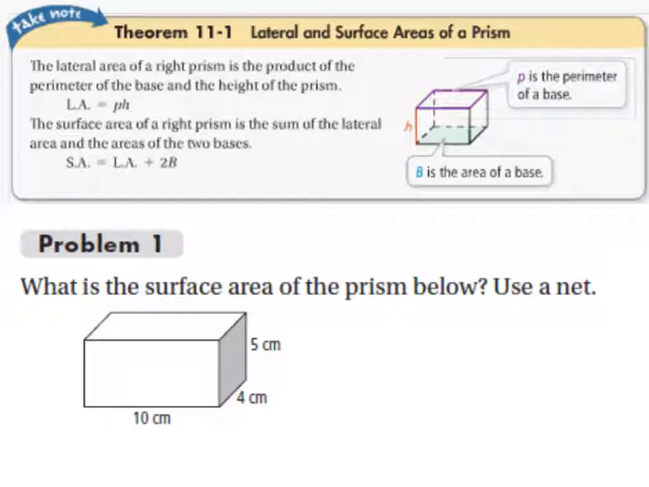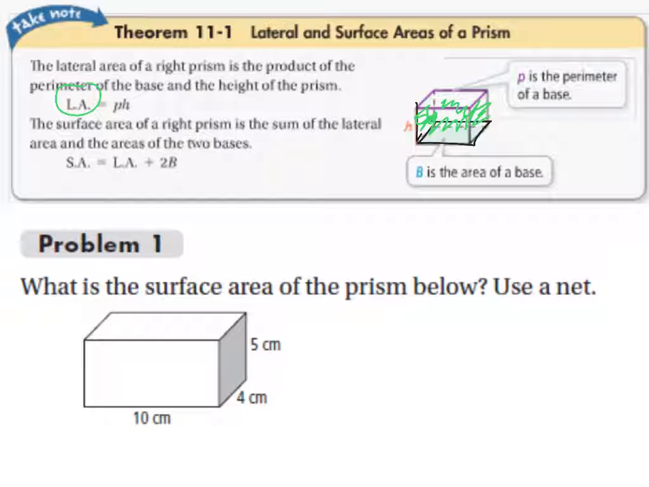So when we're talking about lateral and surface areas of a prism, the lateral area of a right prism is the product of the perimeter of the base and the height of the prism. So the perimeter of the base times the height. And what that's going to do is get us the area of all of the sides of our shape. All of these sides here, the rectangles, can be found by doing lateral area.